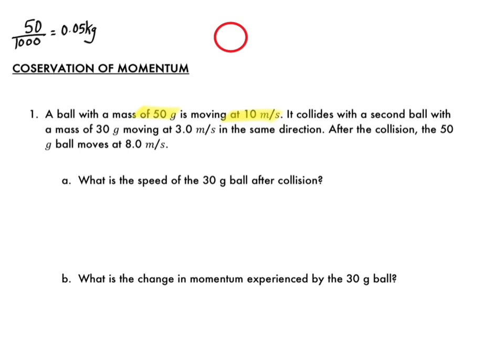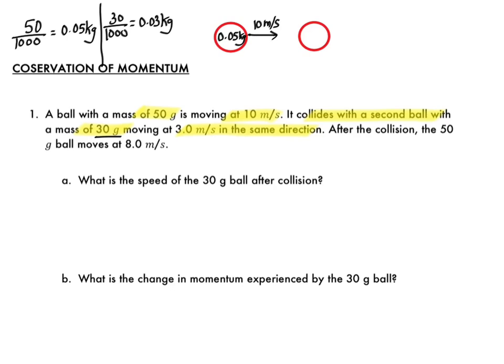It collides with a second ball with a mass of 30 gram moving at 3 meter per second in the same direction. That's important, in the same direction. So the first ball we made move to the right, so the second ball should also move to the right. Again 30 gram we have to convert to kg, so divide by 1000, 0.03 kg. Then let's draw it, and the speed is 3 meter per second.